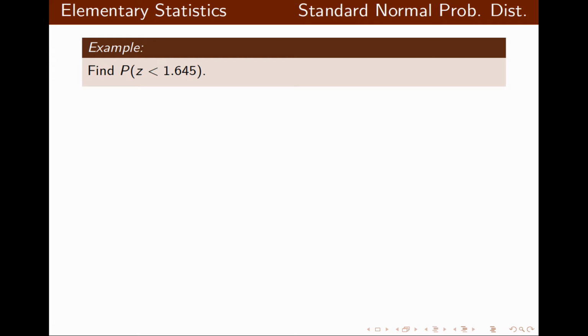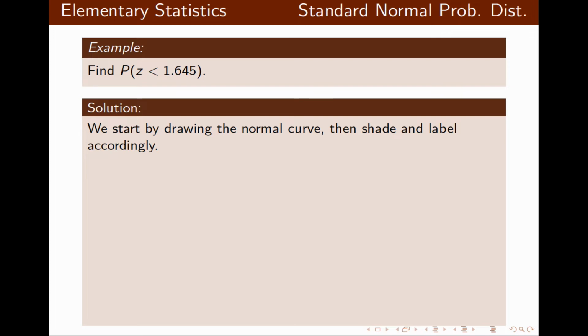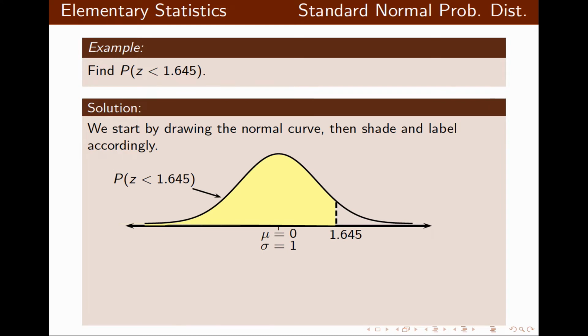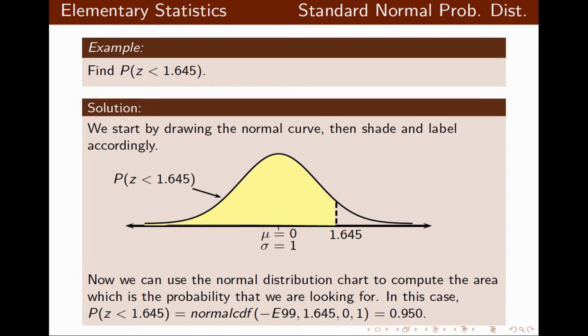Now let's find probability that z is less than 1.645. Again, we're going to draw the normal curve, shade and label accordingly. This time we have to shade to the left because we want probability of z less than 1.645. Also, we're going to label the mean and a standard deviation with 0 and 1. Using the normal CDF command, the lower value will be negative E99. The upper value is 1.645 with a mean of 0 and a standard deviation 1, and the answer is 0.950.